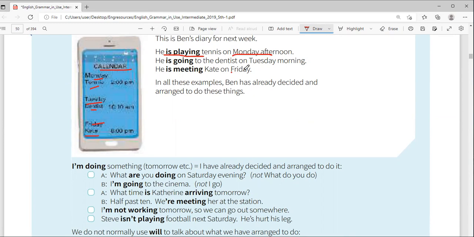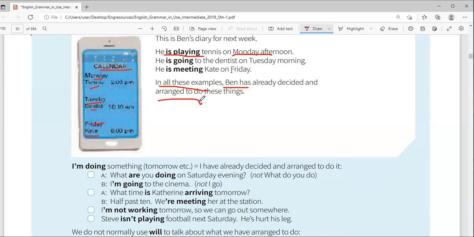Okay. These are things which have been planned, arranged. He is meeting Kate on Friday. Ah, maybe they agreed with Kate last week that they meet on Friday. So he's meeting. Is it now? No, on Friday. In all these examples, Ben has already decided and arranged to do these things.